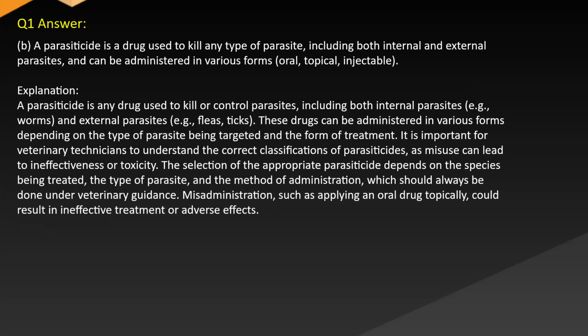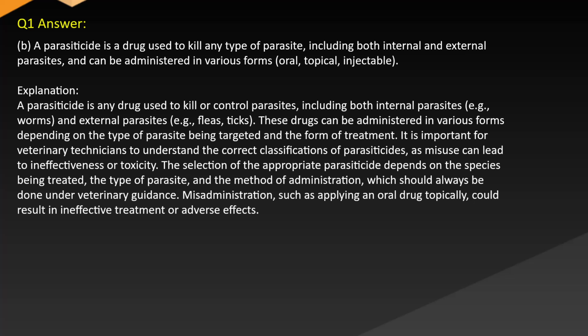Answer: B. A parasiticide is a drug used to kill any type of parasite, including both internal and external parasites, and can be administered in various forms: oral, topical, injectable. Explanation: a parasiticide is any drug used to kill or control parasites, including both internal parasites, e.g. worms, and external parasites, e.g. fleas, ticks. These drugs can be administered in various forms depending on the type of parasite being targeted and the form of treatment.